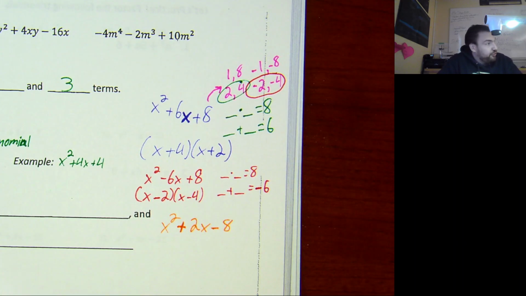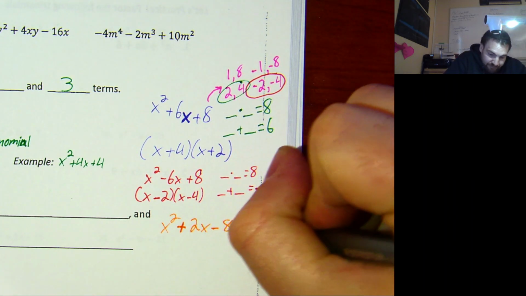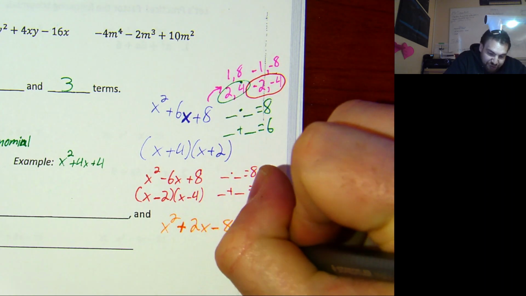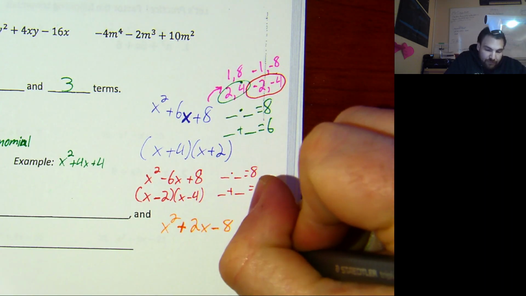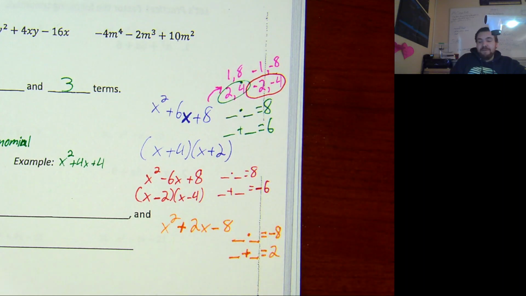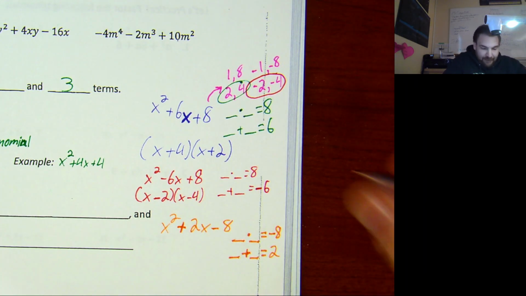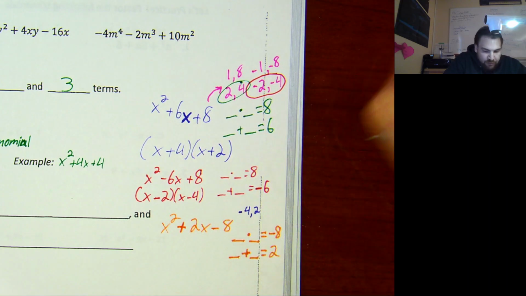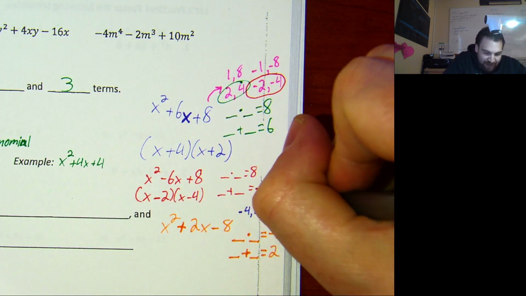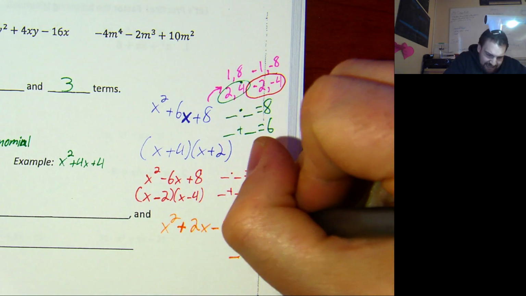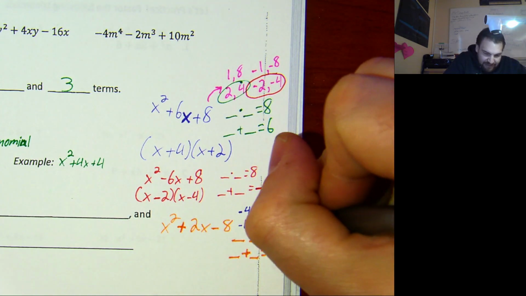Now I want two numbers that multiply to not 8, negative 8. And I want them to add to positive 2. So now we're going to look at combinations of numbers that multiply to negative 8. What are all of the pairs of numbers that multiply to negative 8? Negative 4 and 2. Negative 2 and 4. Negative 1 and 8. Negative 8 and 1.